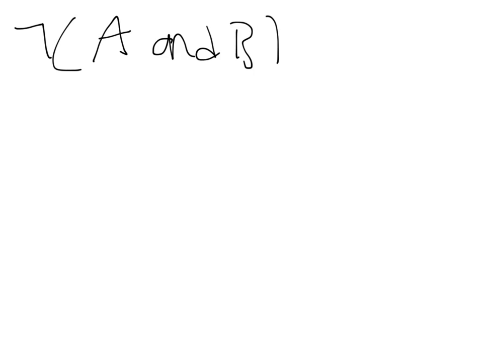This is another example on how to prove whether two statements are equivalently true using truth tables. Let's say you're given: prove that not (A and B) is equivalent to not A or not B. So how are you going to do this?